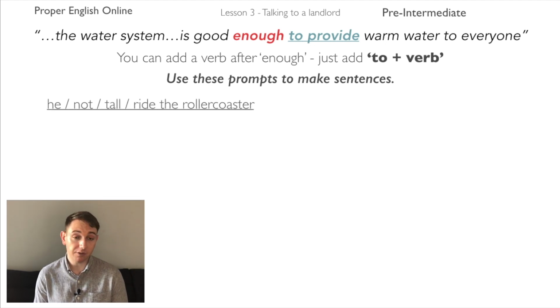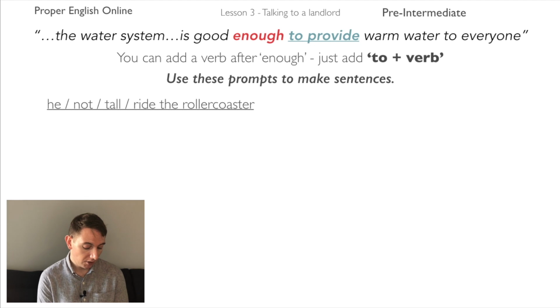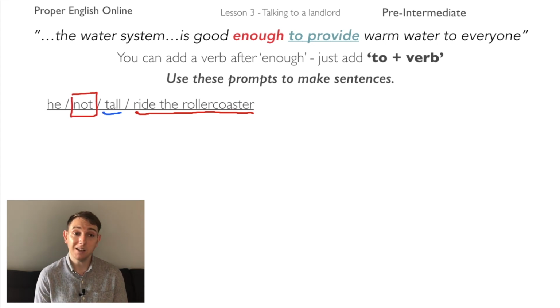So for example, here we've got he, not tall, ride the roller coaster. What do we got here? So we've got tall, that's a nice adjective there, isn't it? But here we've got ride the roller coaster. That is a verb, isn't it? So how do you think we could do that with this one? They've got the word not as well, let's not forget. So for this one, he isn't tall enough to ride the roller coaster, right? That seems to make sense.